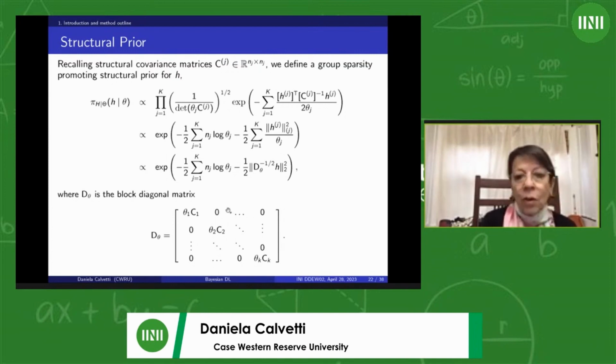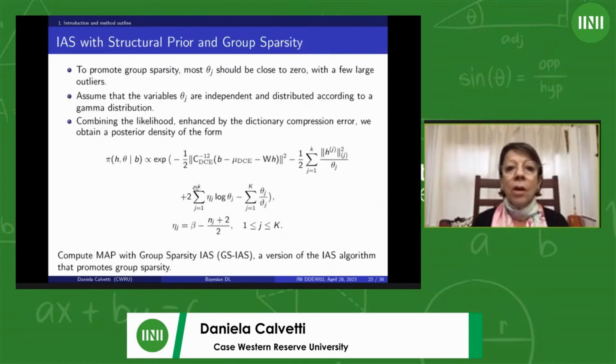This can all be organized so that the calculations become fast linear algebra operations, possibly in blocks. So when we're doing EIS with both structural prior and group sparsity, to promote the group sparsity most of the theta j's, so most of the variances, should be close to zero, because we express it by saying that we expect the mean to be close to zero. We will have a few large outliers. Those are the contributing blocks.